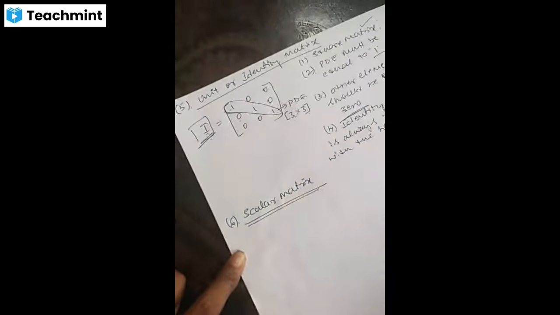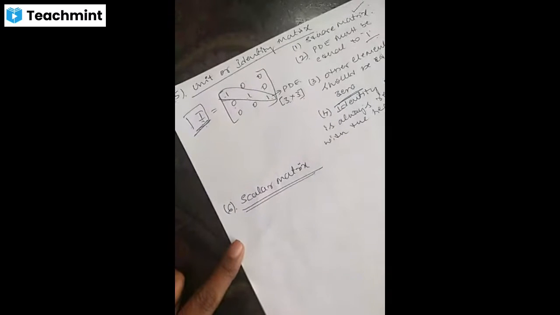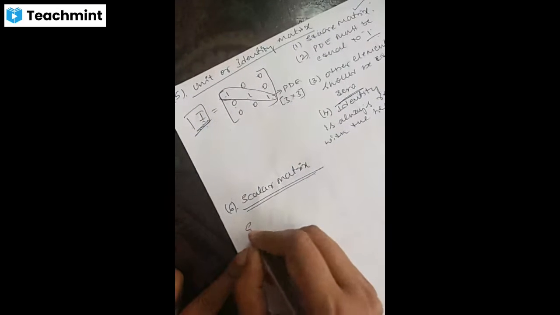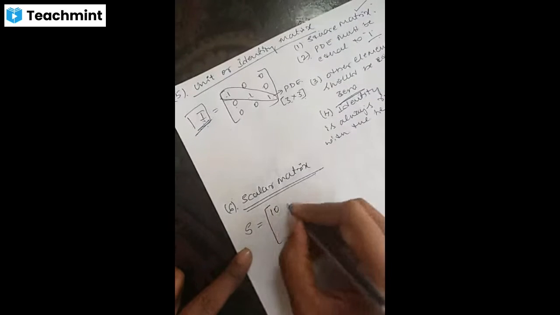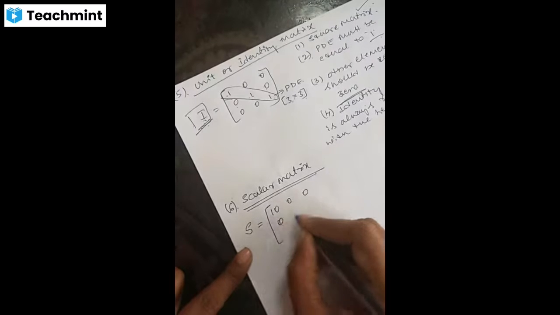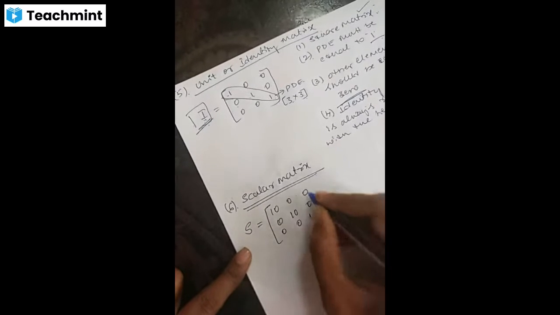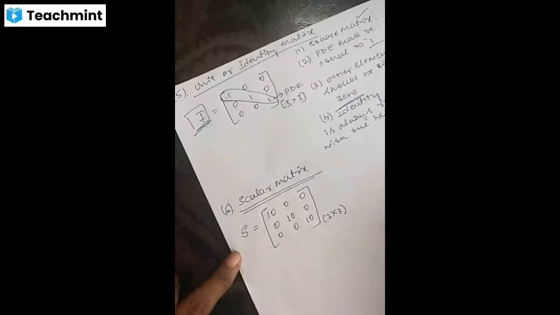Scalar matrix. Sixth one is that scalar matrix. Scalar matrix is a matrix in which all the diagonal elements are equal, right? So let us consider scalar matrix. S is equal to 10, 0, 0, 0, 10, 0, 0, 0, 10. See, this is a 3 cross 3 matrix.